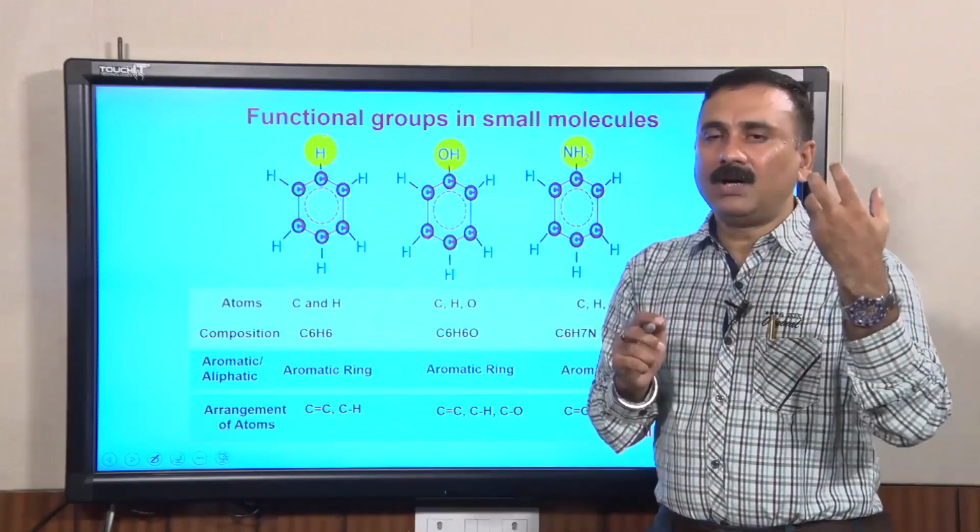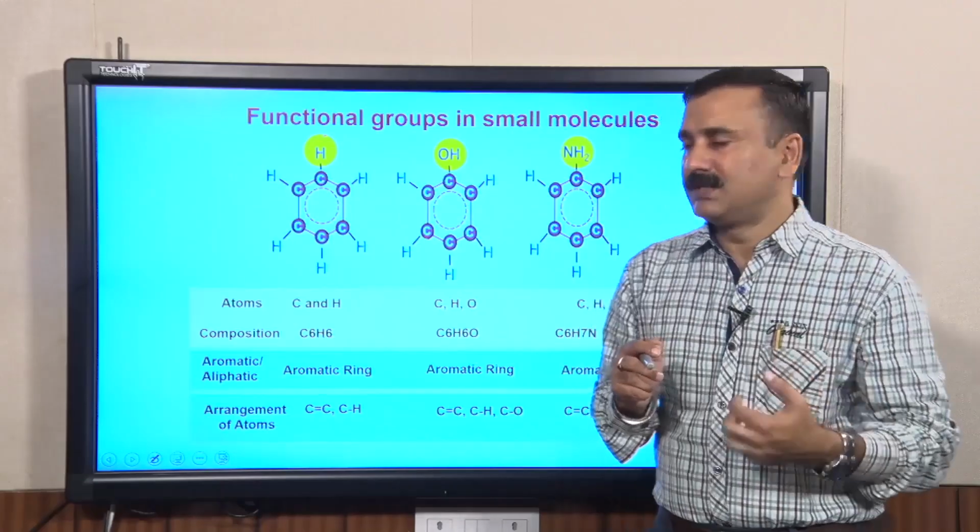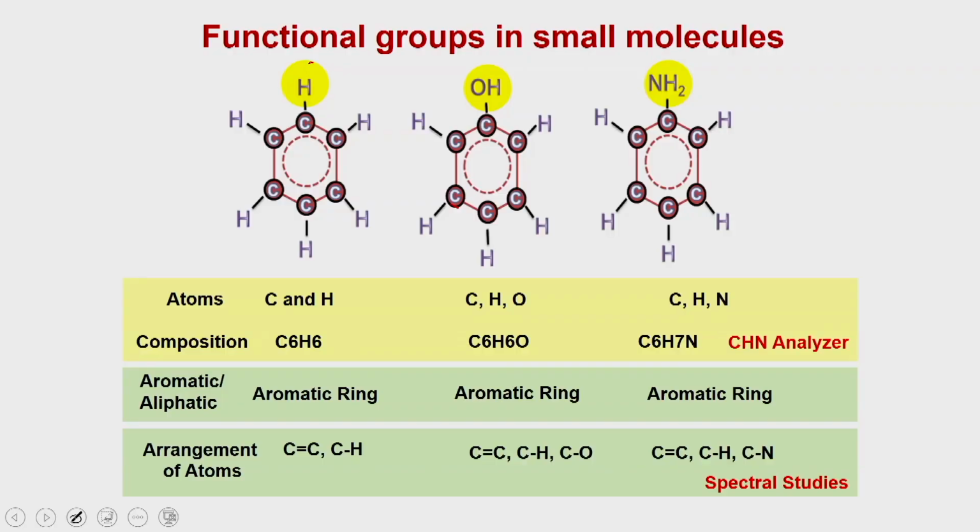So, when you get this product from your host cells, what you are supposed to do is first do the CHN analysis, and that will say that the compound is C6H6. So, that will say this could possibly be benzene. Then you do some of the reactions to know whether the ring I am getting is aliphatic or aromatic, and once that says this is an aromatic compound, that will tell us something more.